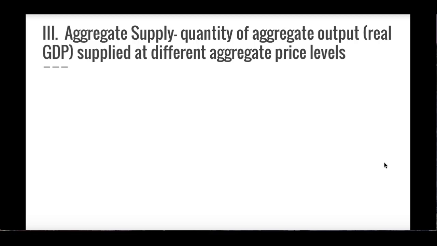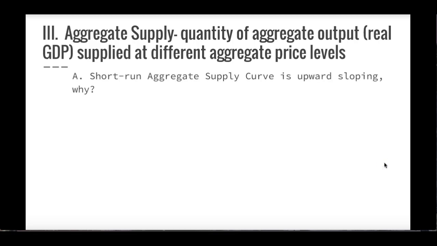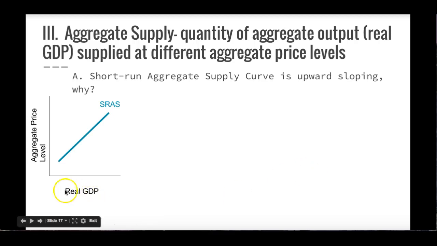Now, what you will find is that there are two types of aggregate supply. There is short-run aggregate supply and there's long-run aggregate supply. For short-run aggregate supply, the aggregate supply curve is upward sloping, similar to when we talked about the regular old supply curve. So it actually looks like this. It looks really similar to supply. The difference is obviously that the x-axis is now labeled real GDP and the y-axis is labeled aggregate price level. So that's very similar.